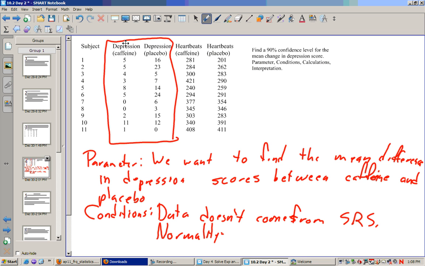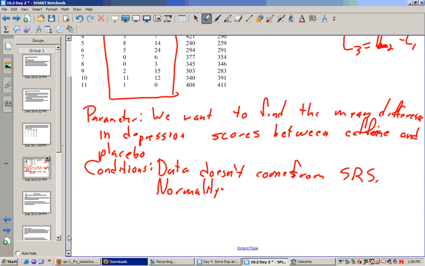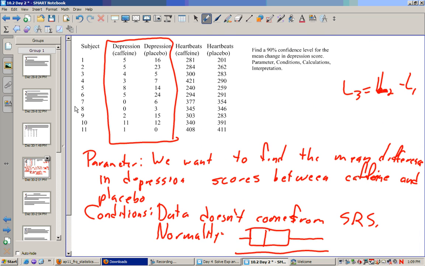So what we have to do is put this in L1, put this in L2, pause the video until you're done with that. Then in list 3, we want to have L3 equal L2 minus L1, so we can get the differences. Now we'll want to graph L3, so we want to turn on a dot plot, and our dot plot has to be for L3. Now our plot looks something like this. Now this is skewed, but it's not skewed enough to say that the data is not normal.